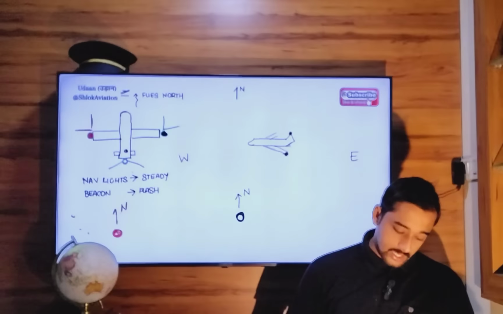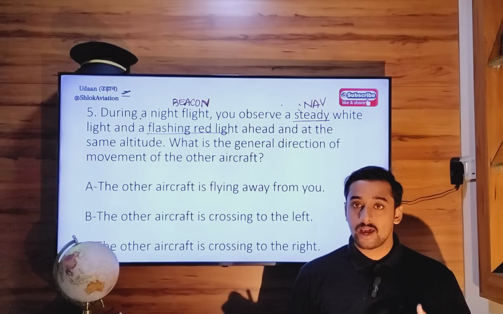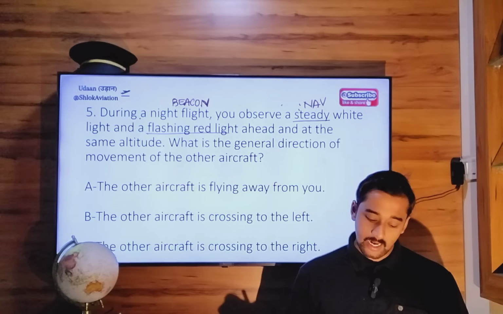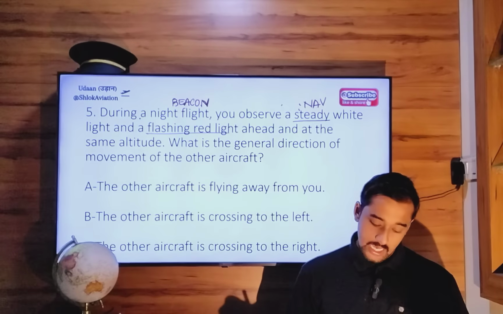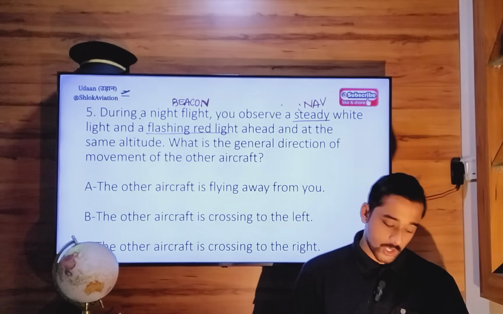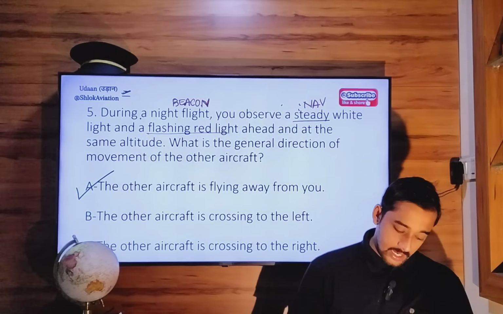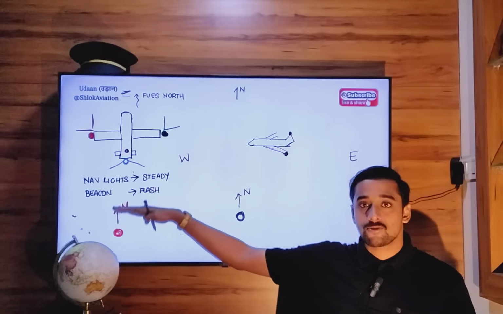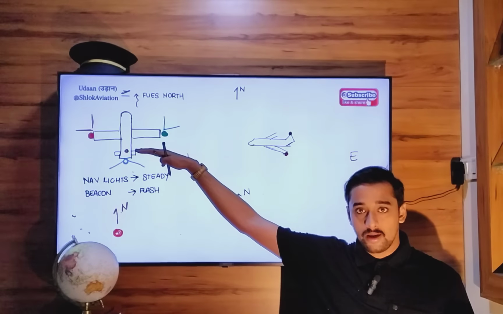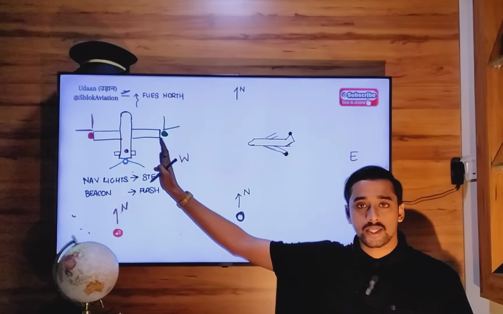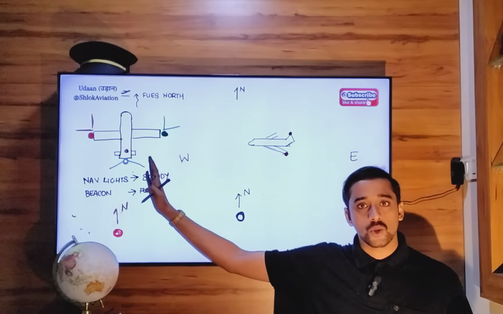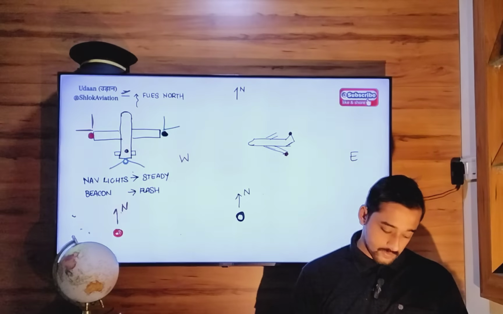So the correct answer here will be that the other aircraft is flying away from you, not crossing to the left hand side or crossing to the right hand side. So the correct option is option A. The other aircraft, that is this traffic, is flying away from us. It's not coming towards us, it is not going to the left or right, it is going away from us.